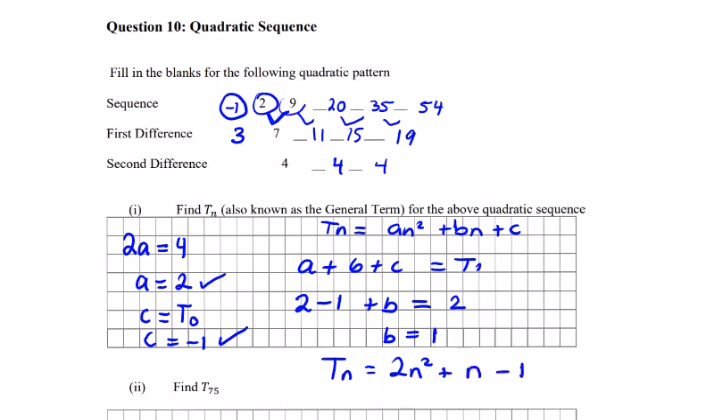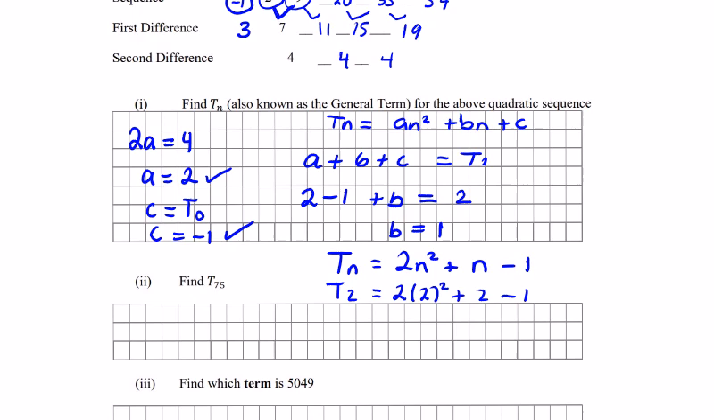I would always check the second one just to make sure. T2, put 2 in for n, we're going to get 9. 2 by 2 squared, plus 2, minus 1, is 2 by 4, 8, plus 2, which is 10, minus 1, which is 9, which is term 2. That works out, it has to be correct.